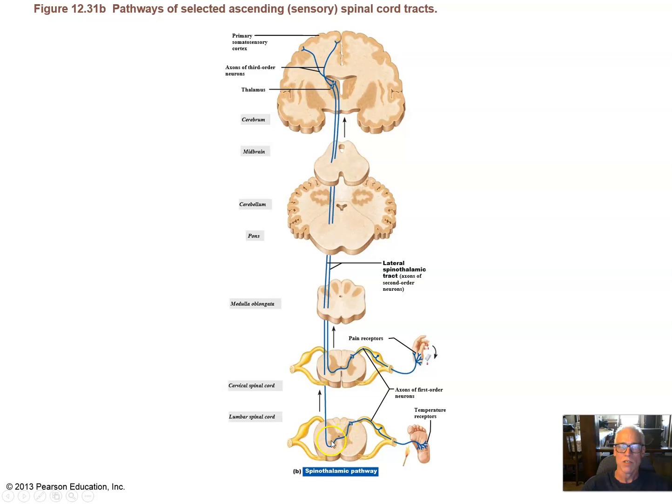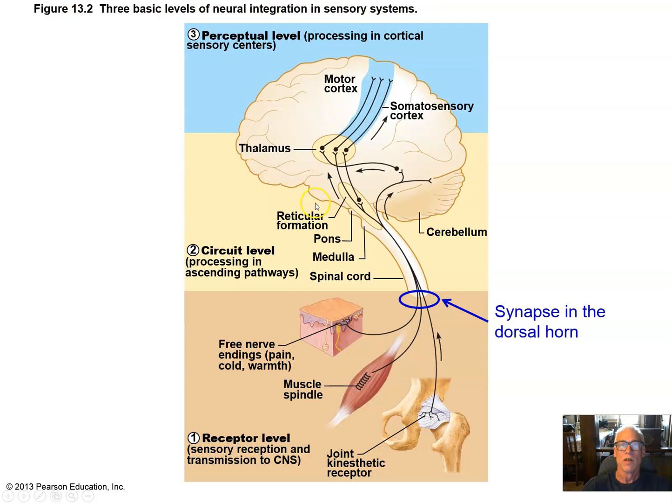The axon crosses over to the contralateral side of the spinal cord and then ascends in a white matter column or tract to the thalamus, and then a third-order sensory neuron synapses there and carries the impulses to the cortex, the cerebral cortex. And then we begin to process at the perceptual level.